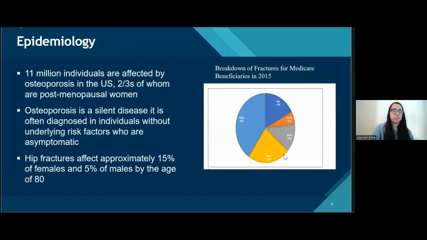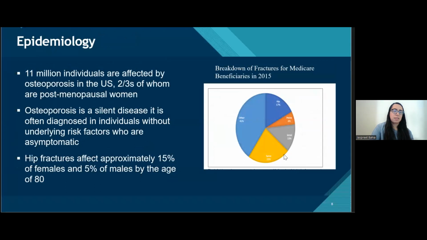In terms of epidemiology, 11 million individuals are affected by osteoporosis, 2/3 of whom are postmenopausal women. Osteoporosis is a silent disease. It is often diagnosed in individuals without underlying risk factors who are asymptomatic, which is why screening is very, very important.